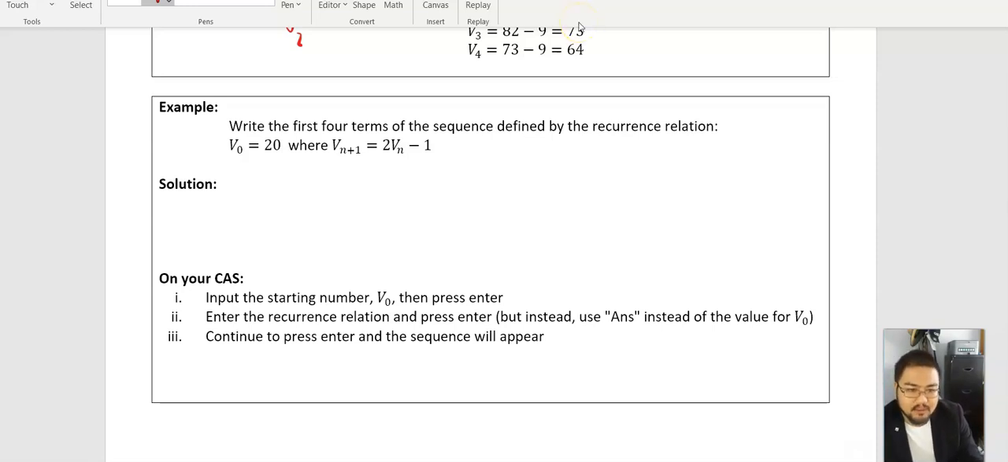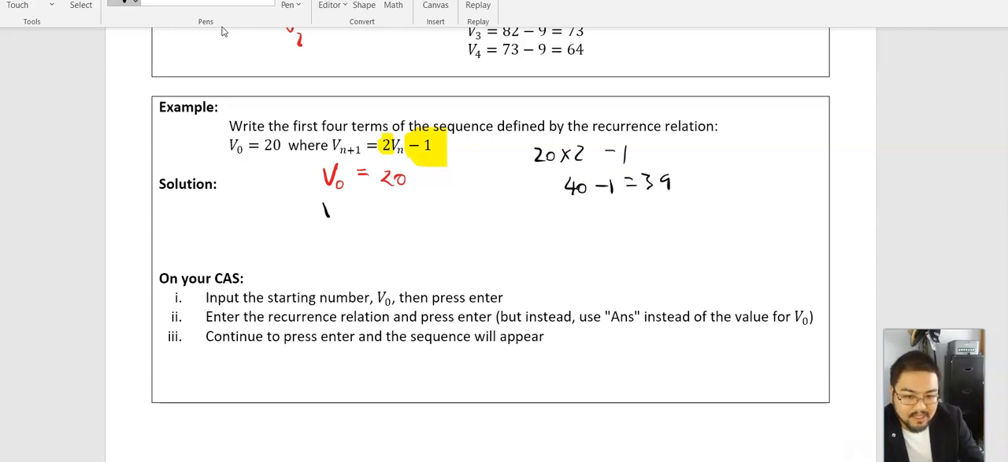So write the first 4 terms of the sequence defined by the recurrence relation v0 equals 20. So we need to start off with v0 is equal to 20 and understand what this rule is asking us to do. So this rule is asking us to times it by 2, or multiply it by 2, and then once you get the particular value, take away 1. So let's do that. What's 20 times 2 minus 1? So 20 times 2 is 40, take away 1, which is equal to 39. Okay, so v1 is equal to 39.